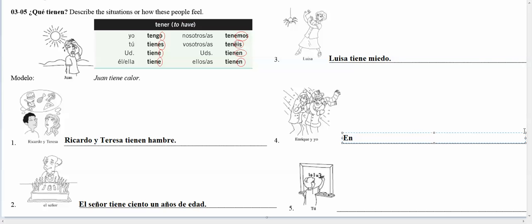Okay. Down here, Enrique y yo, we are cold. So Enrique y yo tener frío. That's to be cold. Whoops, frío. And if it's for Enrique y yo, that's the same thing as we. We are cold, so our tener is going to become tenemos. Tenemos frío. And if I want to, I can say tenemos mucho frío.